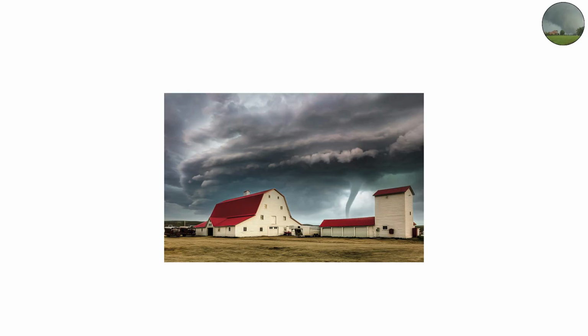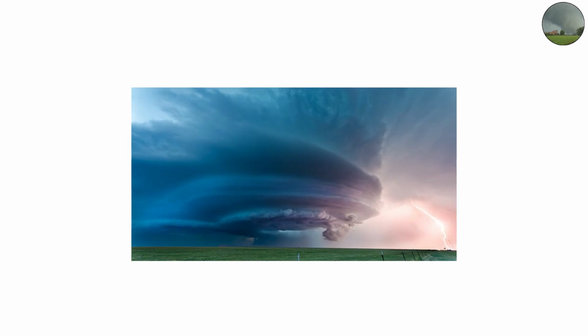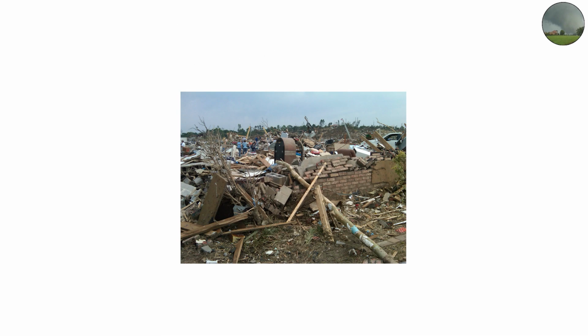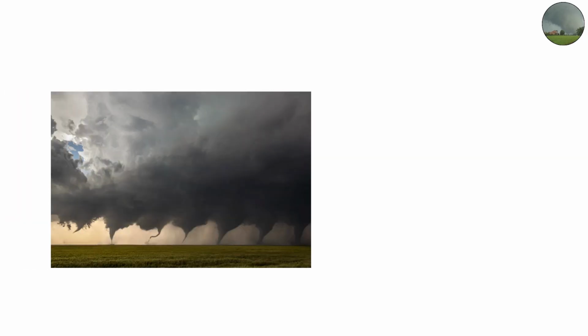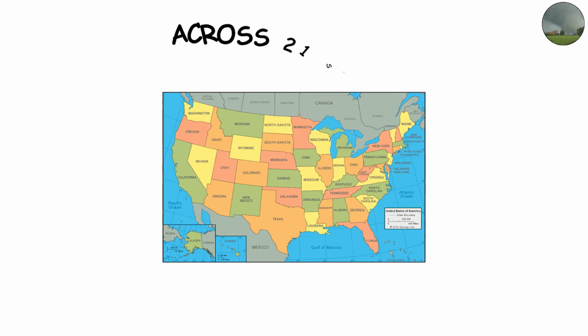Then there are tornado outbreaks, when several supercells form across a wide region at once. One of the most historic examples was the 2011 super outbreak in the United States, which produced over 300 tornadoes in just 4 days across 21 states.